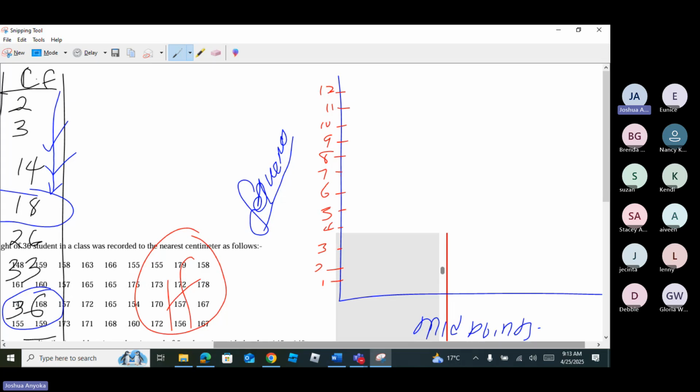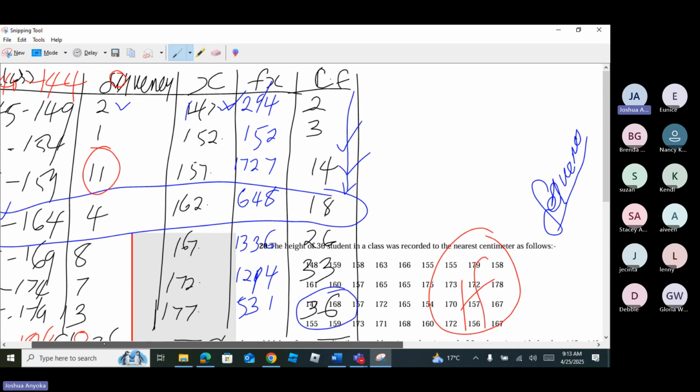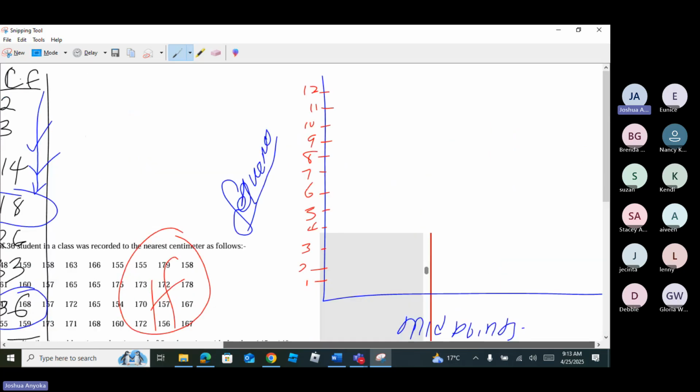Then our first midpoint is 147. So we start from 142. Then 147, 152, 157, 162, 167, 172, 177, and 182. So once we have the midpoints, we plot.